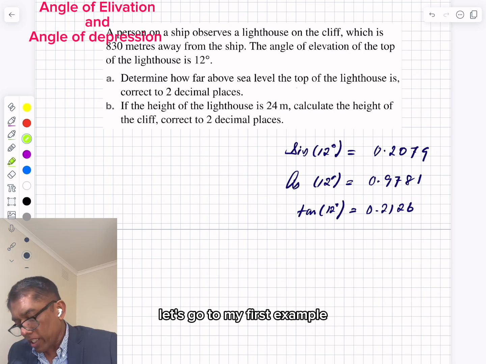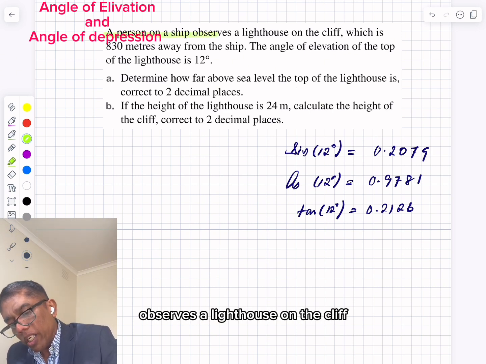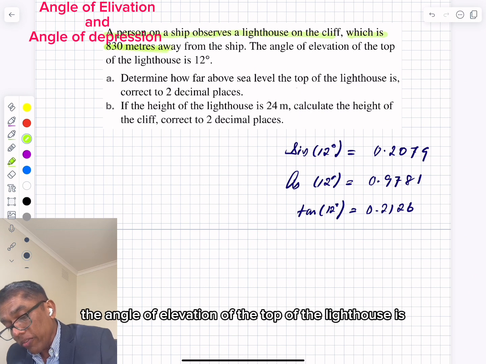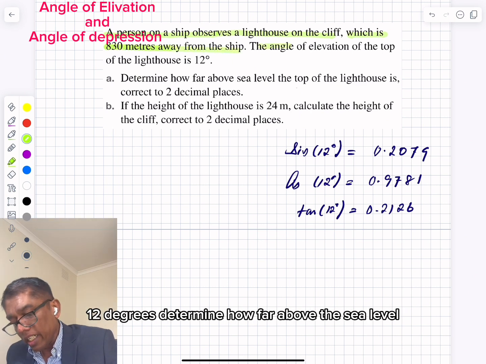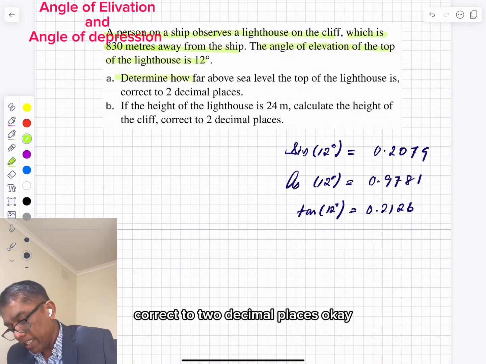Let's go to my first example. It says a person on a ship observes a lighthouse on the cliff, which is 830 meters away from the ship. The angular elevation of the top of the lighthouse is 12 degrees. Determine how far above the sea level the top of the lighthouse is. Correct to 2 decimal places.